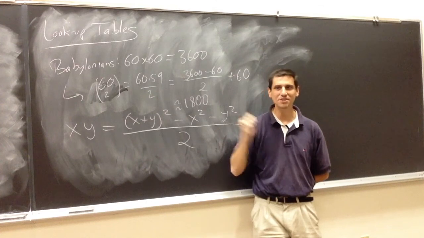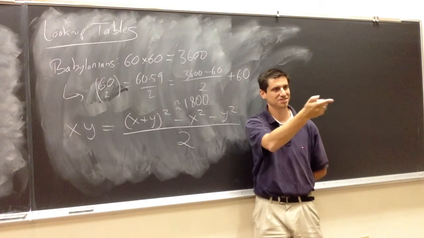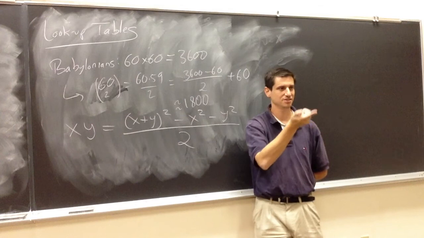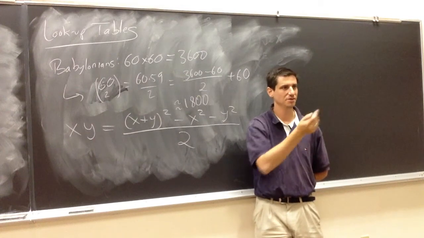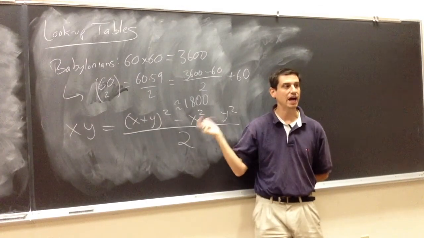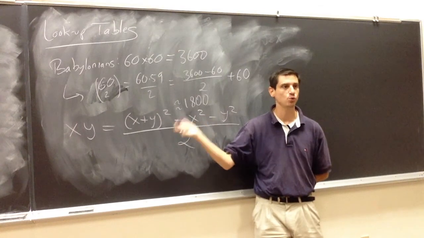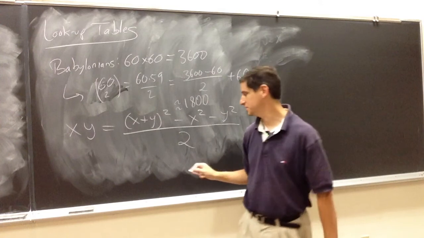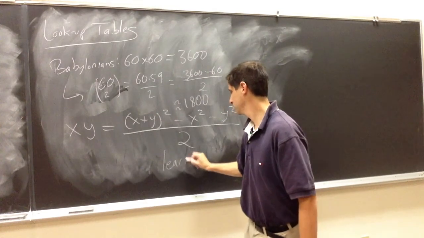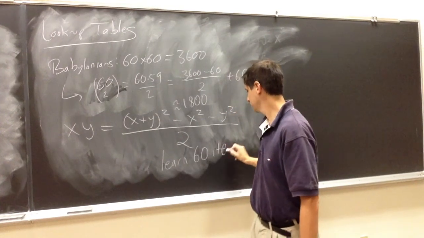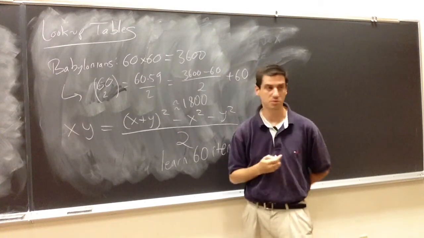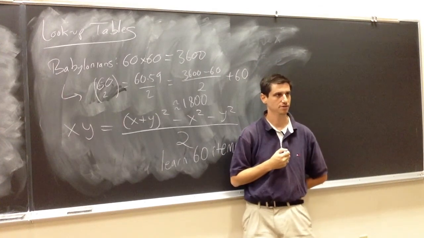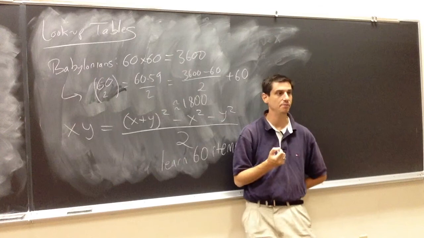Right? Why might this be a good thing to do? Yes. Because it's squares. So now I only have to have a lookup table of squares. How many things do I have to learn now? On the order of 60. Learn 60 items. That is far more manageable than 1800. And so in terms of bringing things on tablets, it's a lot less.